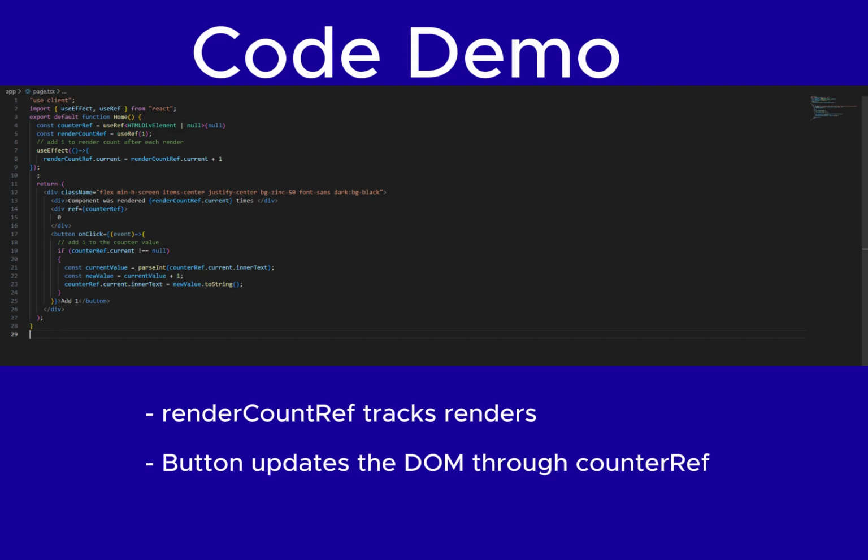The important part is this. I'm not using useState anywhere here, so when we run it, the counter will change, but the render count should not. Now I'm running this code in the browser. Notice how each time I click add 1, the first counter goes up, but the render counter does not. That's exactly what we expect to see.